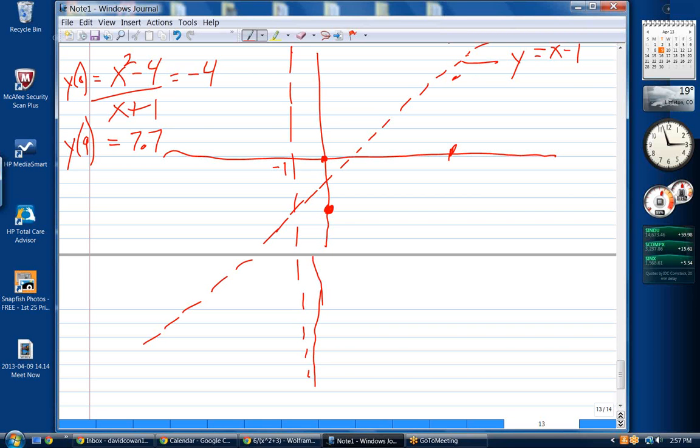In other words, I can look at this oblique asymptote, and I can tell that if I plug x equal 9 into that, y is 8. So this point right here is 9 comma 8 on the asymptote. Well, when we plugged in 9 for x, we got 7.7, which means it's below that line. So indeed, that confirms that we're looking at something that would graph like this. Okay. And then the other part of it would be in the opposite area.